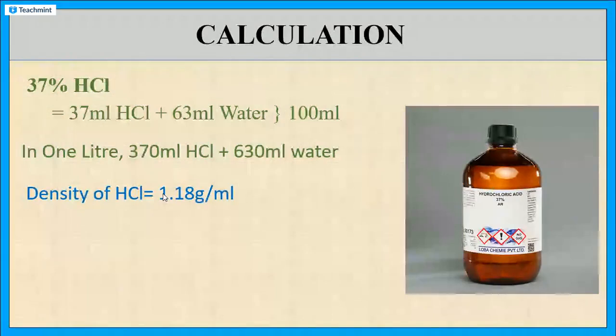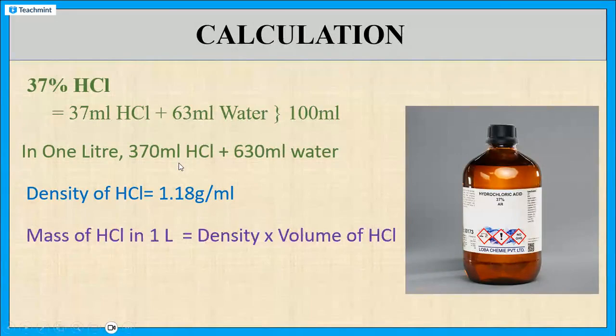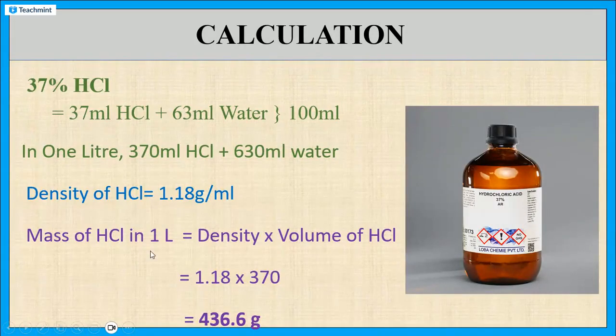For that, we have to use the formula density is equal to mass by volume. We know the density as well as the volume. Therefore, the mass of HCl in 1 liter is equal to density into volume of HCl. Substitute these two values so that the mass of HCl in 1 liter is equal to 1.18 into 370, and the answer is 436.6 grams. Therefore, the mass of HCl in 1 liter is equal to 436.6 grams.